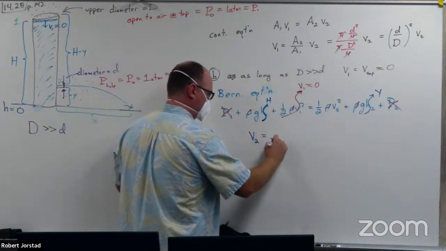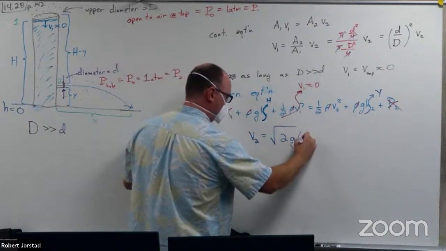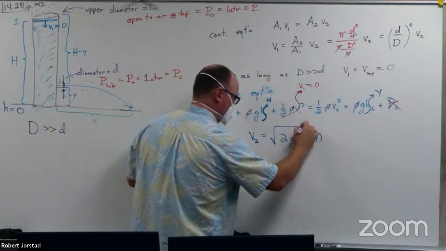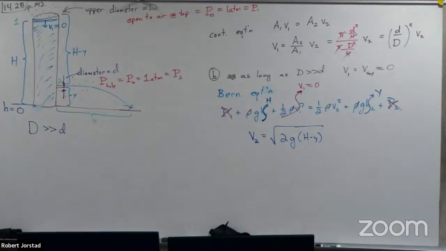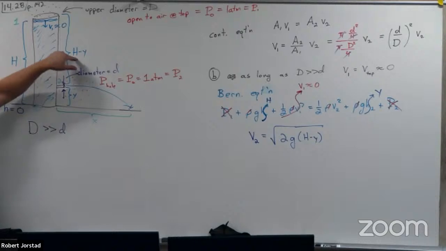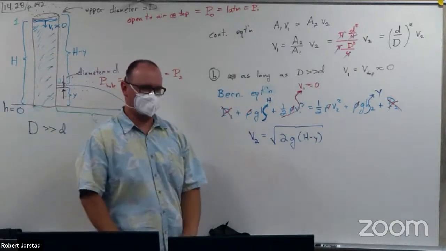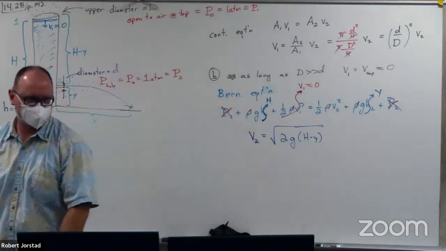v2 equals the square root of 2g h. Remember that? The fluid speed is equal to the square root of 2g(h minus y). That's the distance the fluid has fallen, just like dropping a ball. If you drop a ball distance h minus y, the speed would be this. Cool?